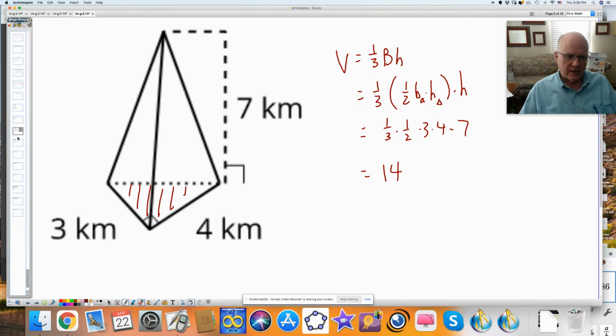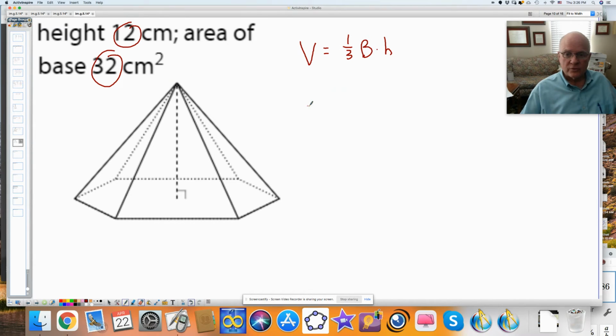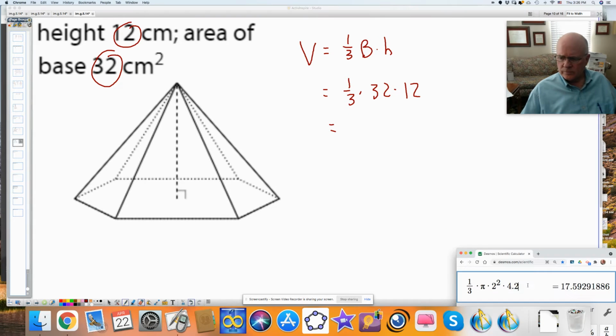And when you type that in, again, it will give you feedback as to whether or not you did it right. This one looks scary, but it's really not. It's a pyramid, so it goes 1/3 the area of the base times the height. We're given the area of the base is 32 and the height is 12, so we can plug these into our calculator: 1/3 times 32 times 12. I get 128.